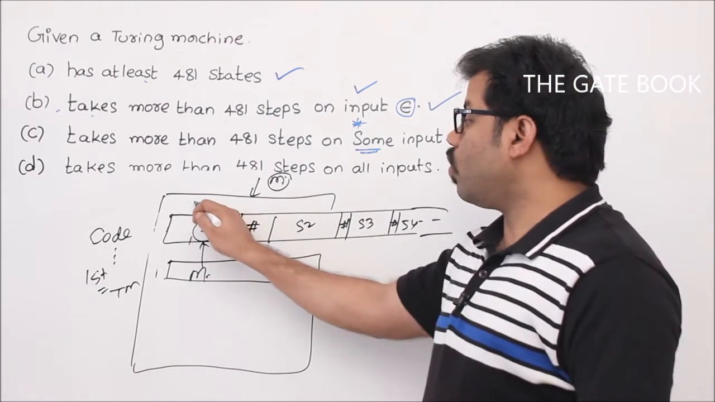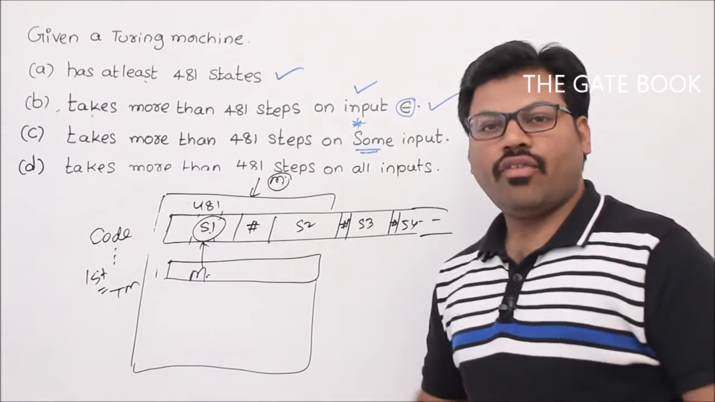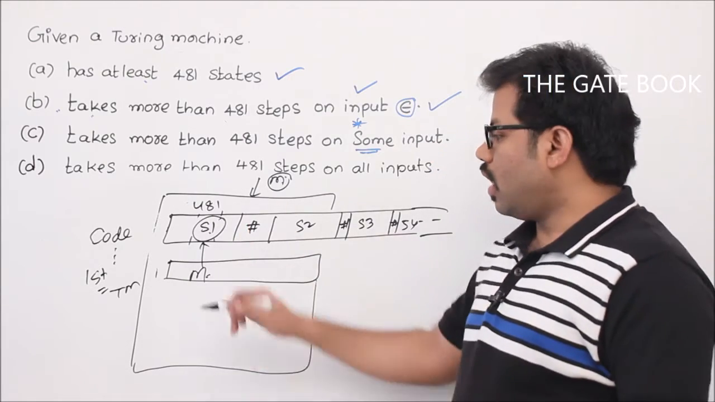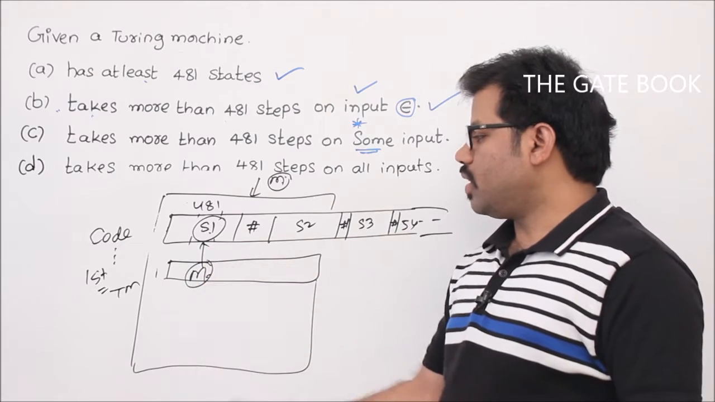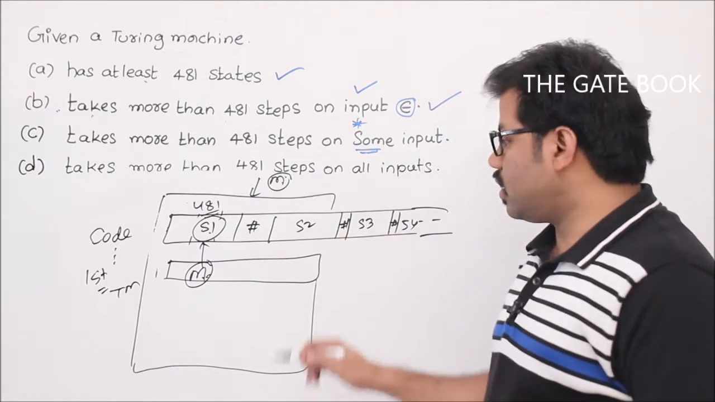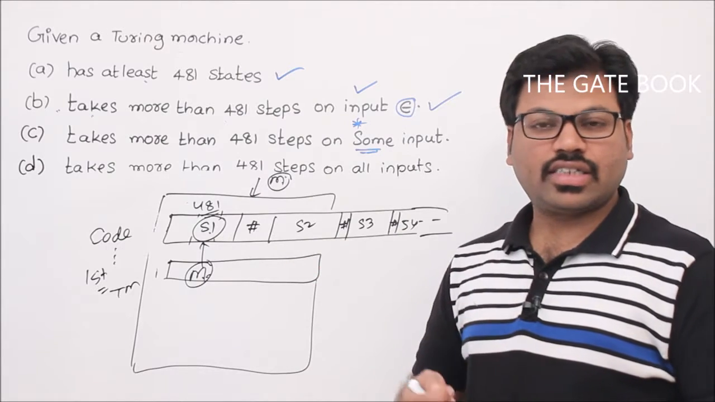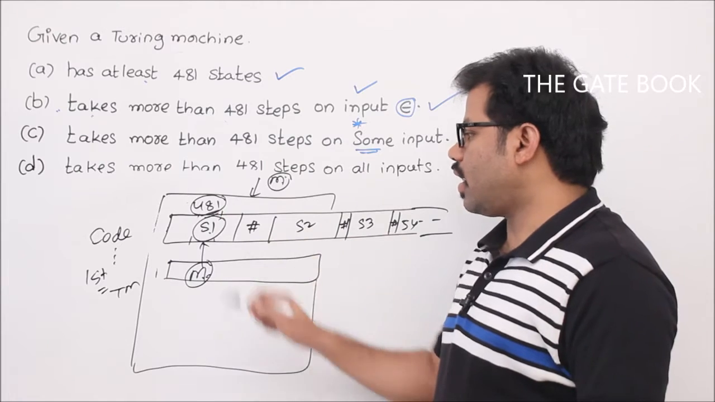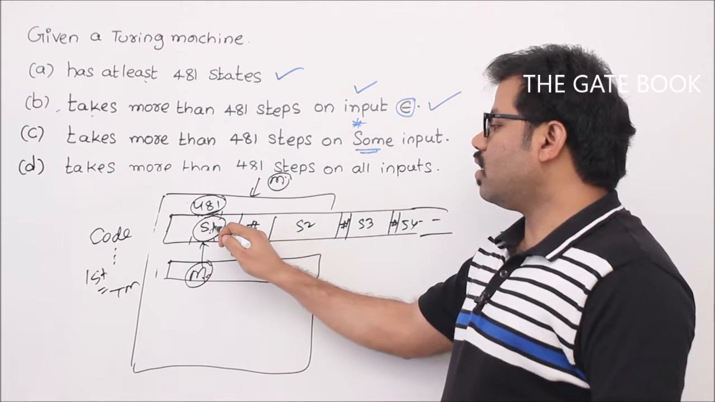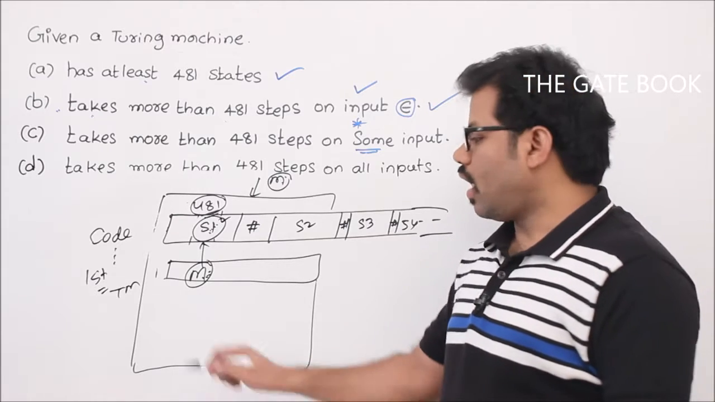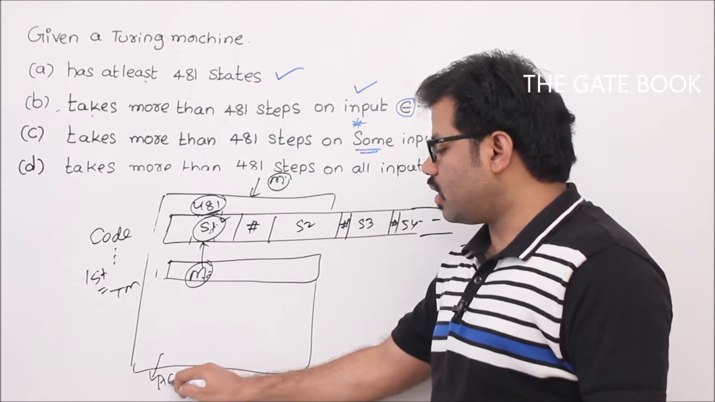For how many steps? Only 481 steps. After 481 steps, observe and ask Mr. Turing machine M: within that 481 steps, have you ever reached the final state or reject state? No. If it hasn't come to the final state or reject state, I can say that on this input your Turing machine is taking more than 481 steps, and stop and say accept.